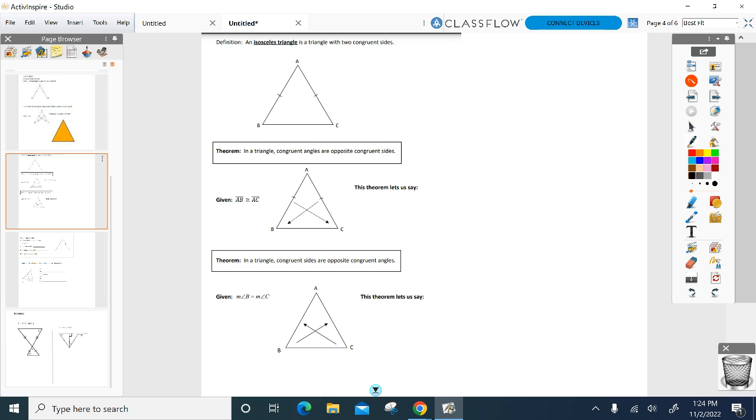So in this diagram right here, I've given you AB congruent to AC, making an isosceles triangle. So where are the congruent angles? Across from those sides. So it would be angle B and angle C.